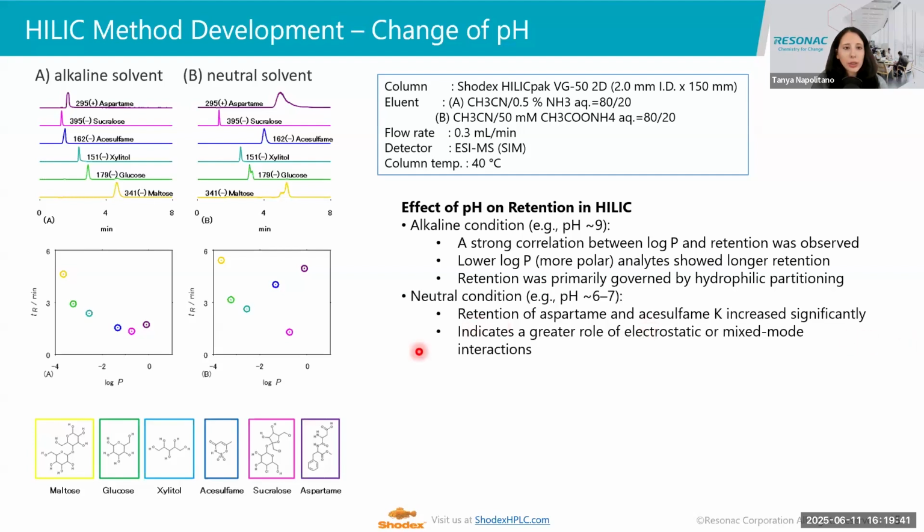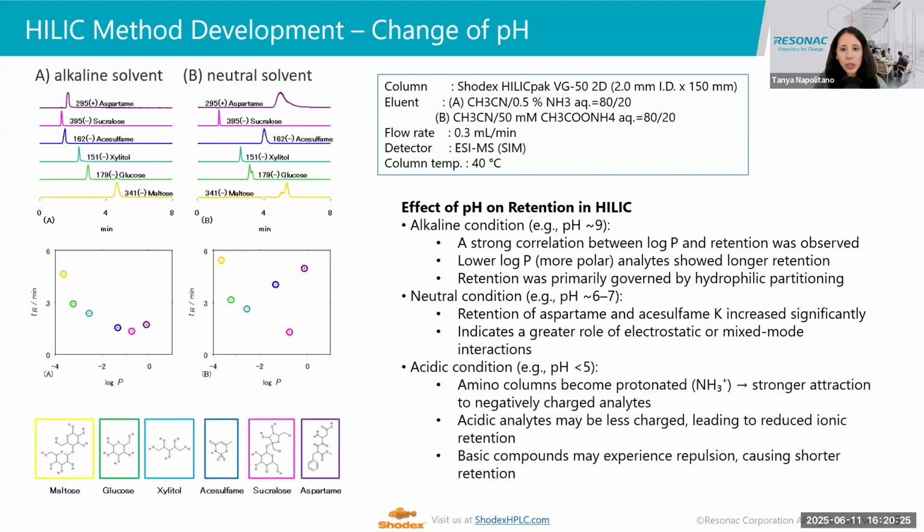And now looking at the neutral pH, here's where things shift. We see an increase in retention in aspartame, the purple trace, and acesulfame, the blue trace, even though their log P values haven't changed. And this suggests that there's more going on than just polarity. What's happening is electrostatic or mixed mode interactions kicking in, possibly due to a change in the analyte charge state or the ionic character of the stationary phase. So this is a good example of how neutral pH can favor ionic retention, especially when you're working with partially ionized compounds.